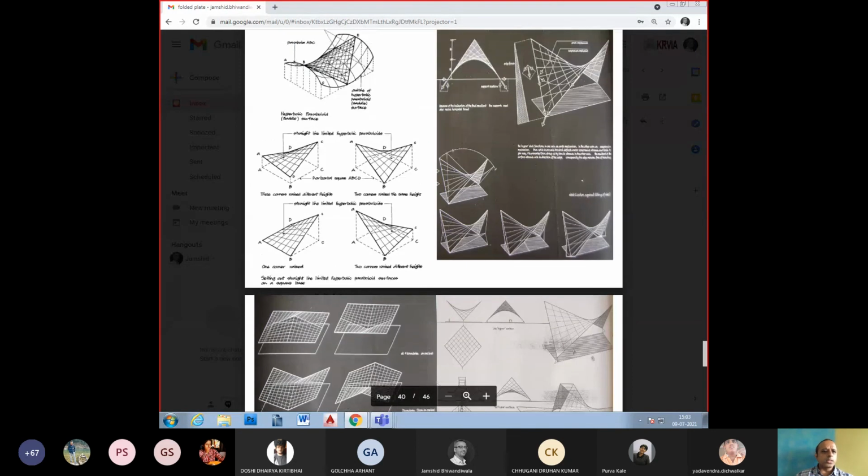So this is basically how your hyperbolic paraboloid forms. If you take a square and you have these members, and you just push two of these points, the diagonally opposite points on top, and the other two diagonals on the bottom, you get a curved geometry.